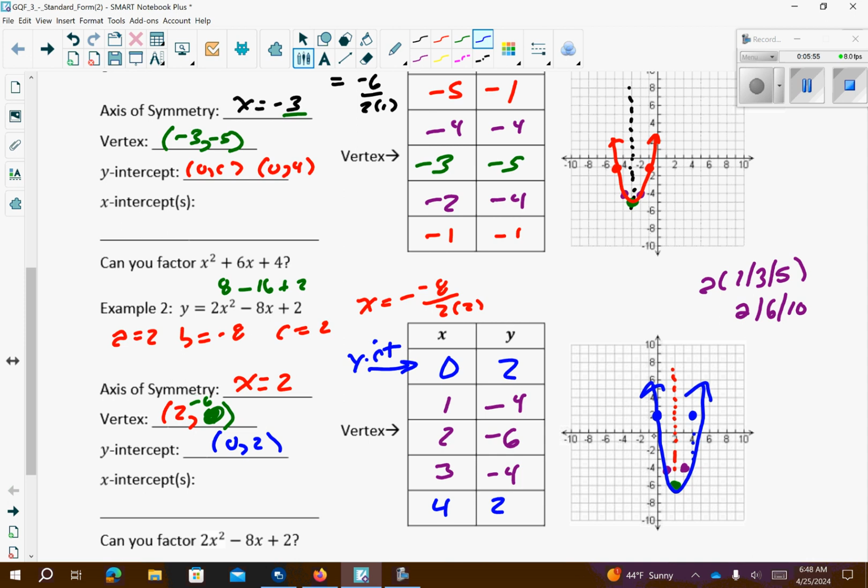The x-intercepts, it still crosses, but we can't see it, so they are just called irrational. Okay, we could have put that up above it as well. It means they exist, it's just we can't see them clearly.